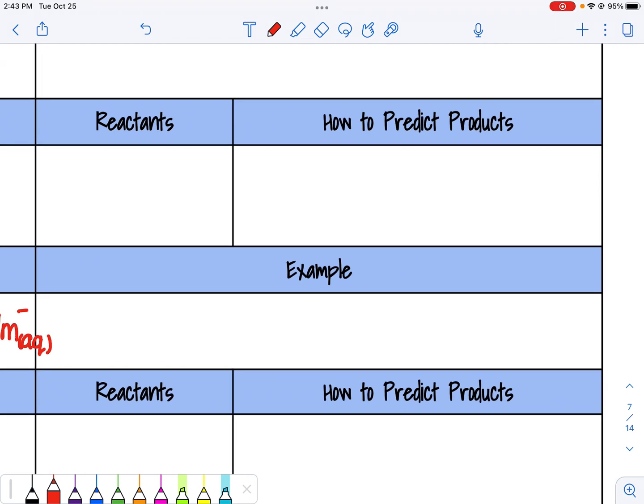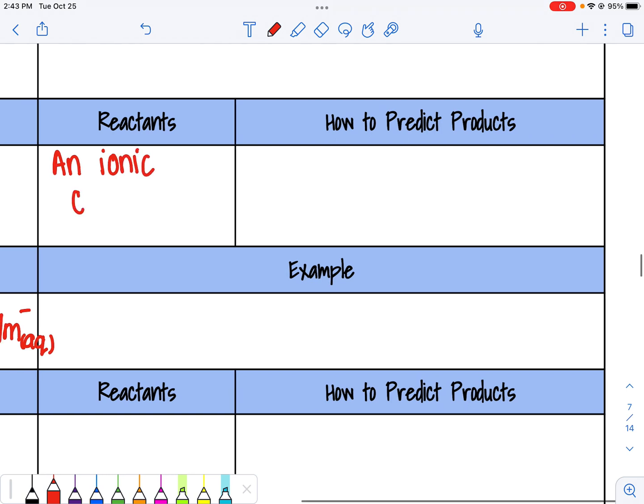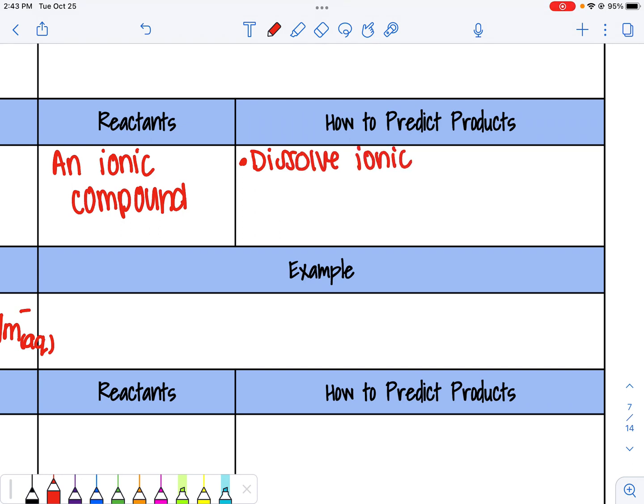So our reactant in this equation would be an ionic compound. It will be one singular ionic compound. Recall for this part, reactants, not water. Water is not a reactant. It's necessary for the reaction to occur, but it doesn't participate in the reaction. So if you're going to predict products for this one, you dissolve the ionic compound into its ions.